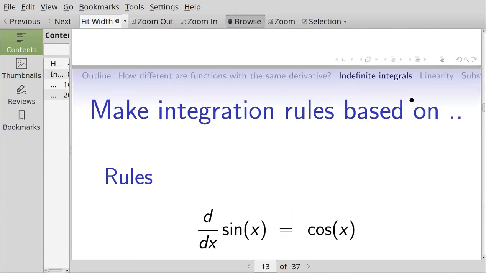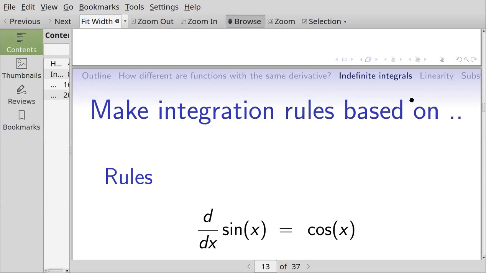Okay, you will recall that the derivative with respect to x of sine of x was equal to cos of x. So now can you give me an integration rule? If you run this rule backwards, what integration rule do you get? Integral of cos of x equals sine of x plus c, I think.